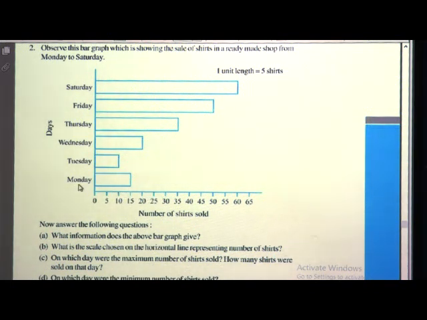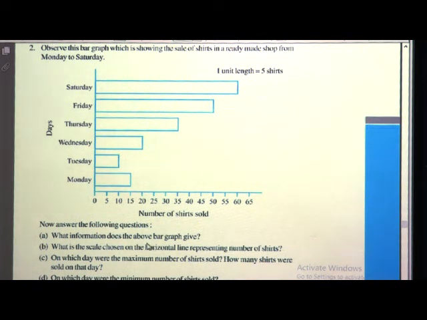Now we will read the bar graph. On Monday 15 shirts were sold. On Tuesday 10 shirts were sold. Wednesday 20 shirts were sold. Thursday 35 shirts were sold. Friday 50 shirts were sold, and Saturday 60 shirts were sold. So we have read the bar graph. Now we will answer the questions. Now answer the following questions.